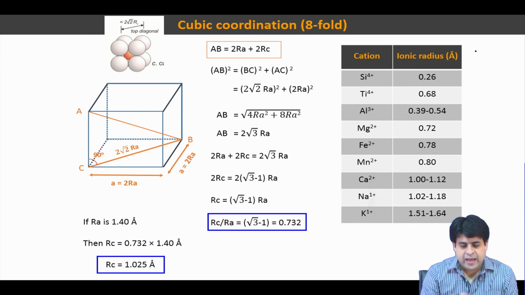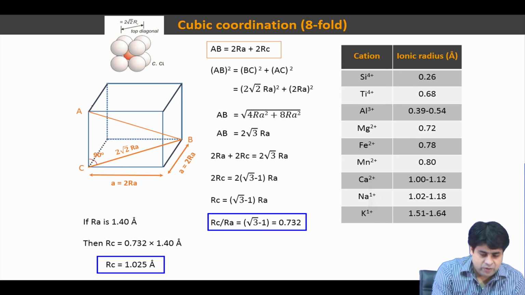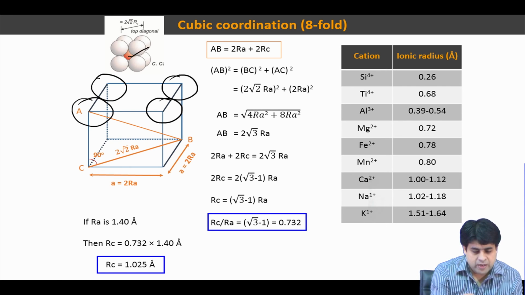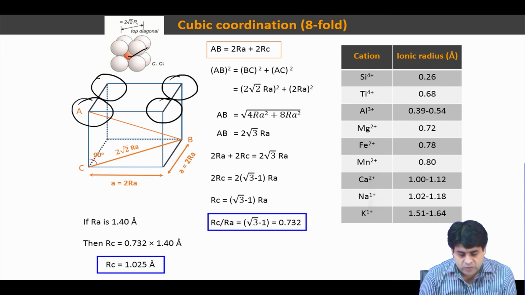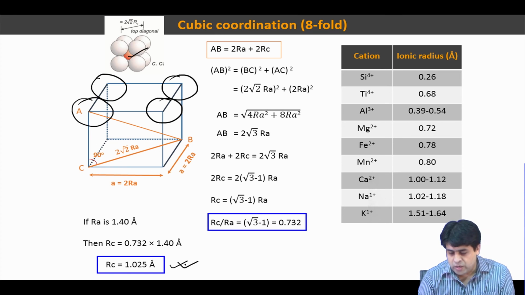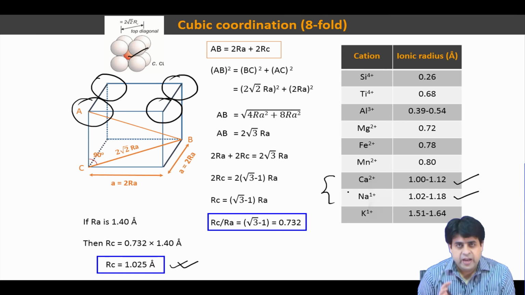And similarly you can calculate the coordination number of a cation which has 8-fold coordination. If you take this kind of example, when you have 8 atoms which are present at the corners of this cube, at the center you have a cation. When you try to calculate that, you will find that the radius of the cation will be close to 1 angstrom, and 1 angstrom is close to calcium and sodium. So, all these calcium and sodium atoms will have 8-fold coordination.